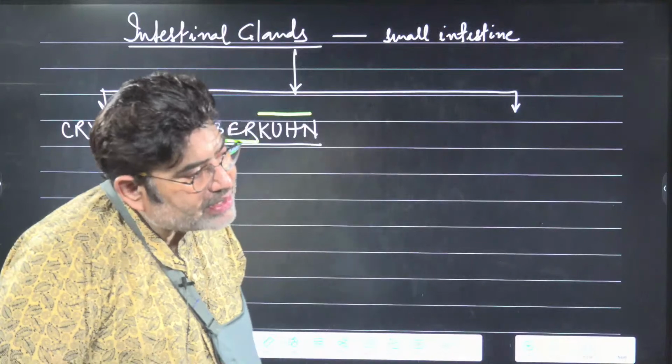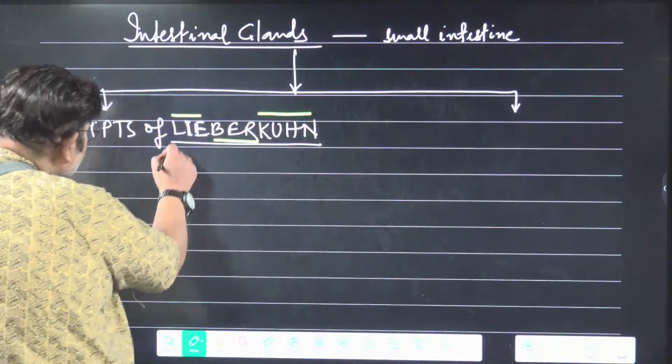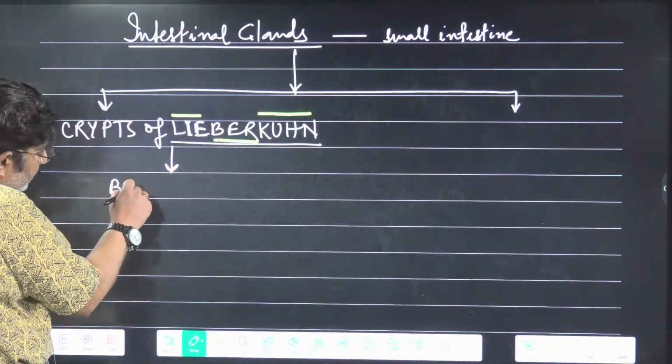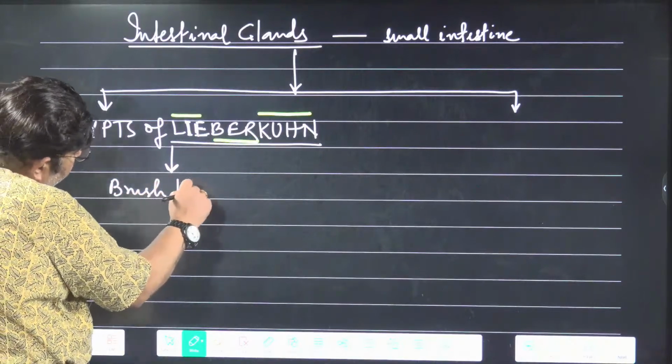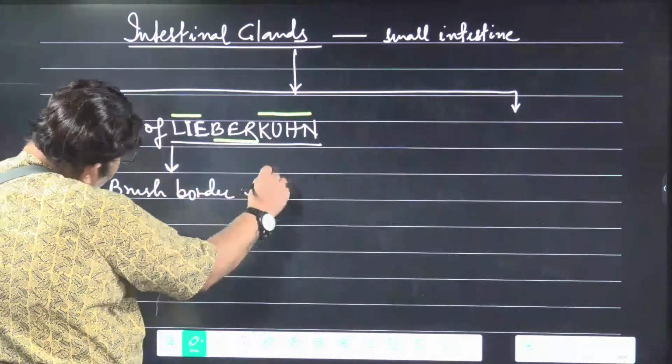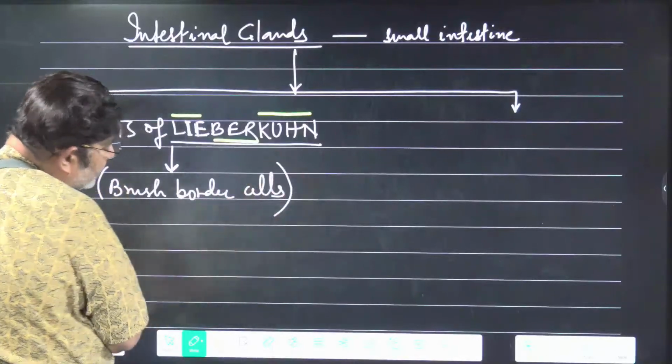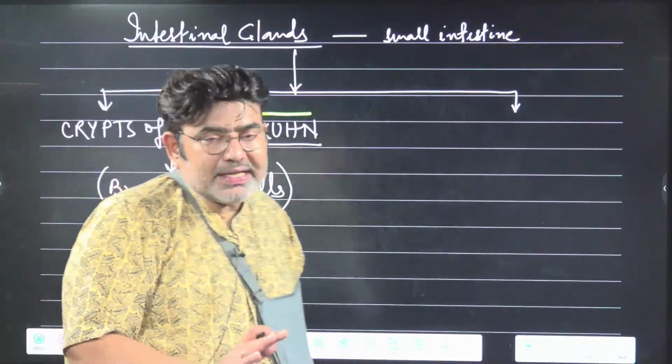Beta, brush border cells are found in crypts of Lieberkuhn. Inside it there are brush border cells. It contains brush border cells. Come on, so this is not it. Any other? Okay, hint.